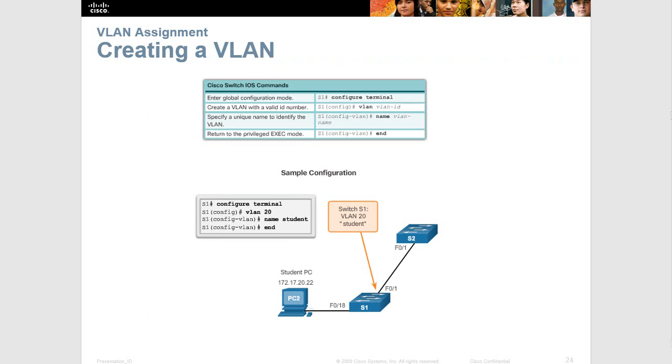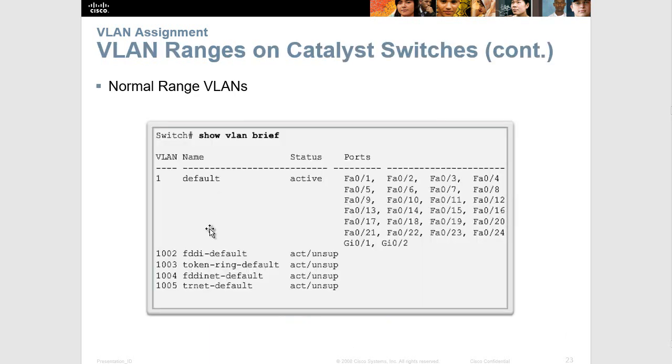Here we have the commands for creating a VLAN, which is pretty easy. You've got configure terminal, go to global config, type in the VLAN ID you want to create. In this case, they use VLAN 20. What do you want to name it? That name is going to be pretty important in keeping things organized because your names will show up over here, letting you know what you named the VLAN.